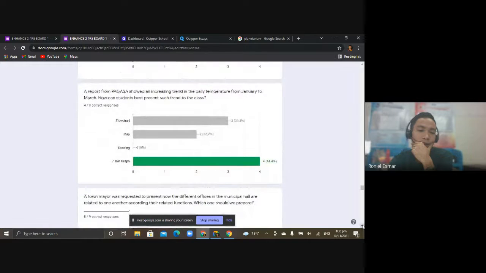Next item, show increasing trend in the daily temperature from January to March. Students best present such trend to the class. Now, if the students are tasked to show the increasing trend of the temperature, I mean the increasing temperature of the world from January to March, unsa nga klase sa presentation ang ilang chart? Daghan nag-answer of flowchart. Anong flowchart man? Ato galing lang tawon ang increase of temperature from January to March.